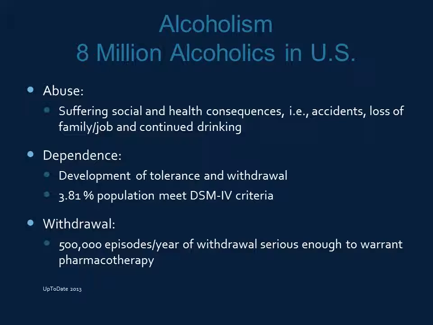Alcoholism. There are 8 million alcoholics in the United States. Abuse is defined as those who suffer social and health consequences, accidents, loss of family or job, and continued drinking. Dependence is the syndrome of development of tolerance and withdrawal. And 3.81% of the population met the DSM-4 criteria for alcohol dependence. There were 500,000 episodes a year of withdrawal serious enough to warrant pharmacotherapy.